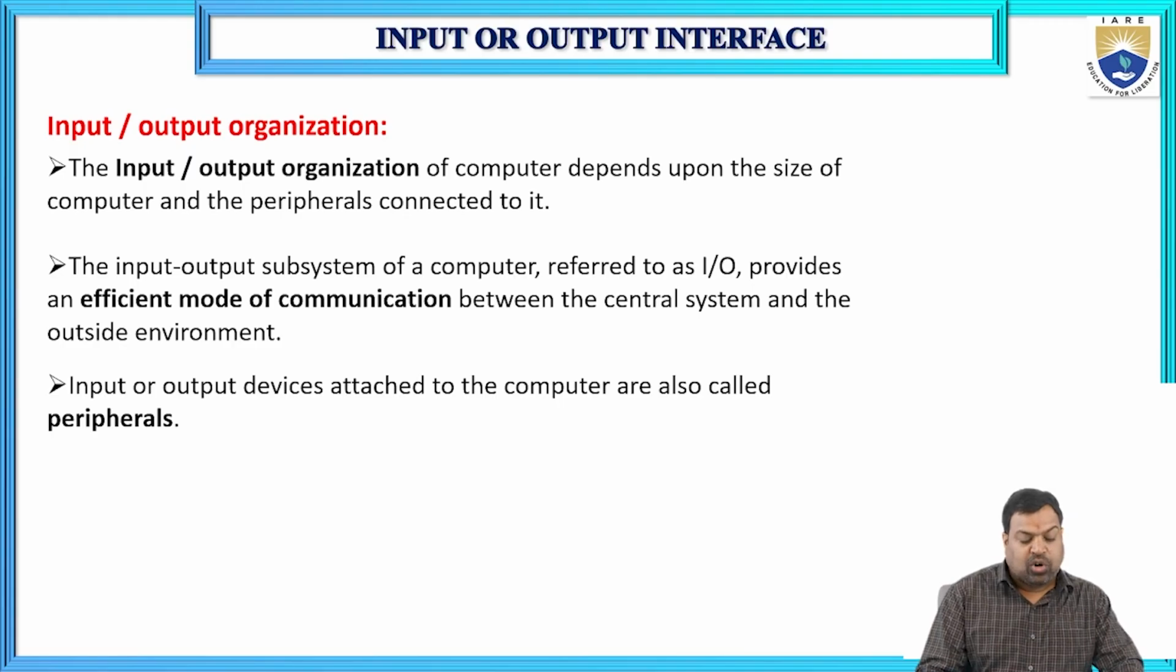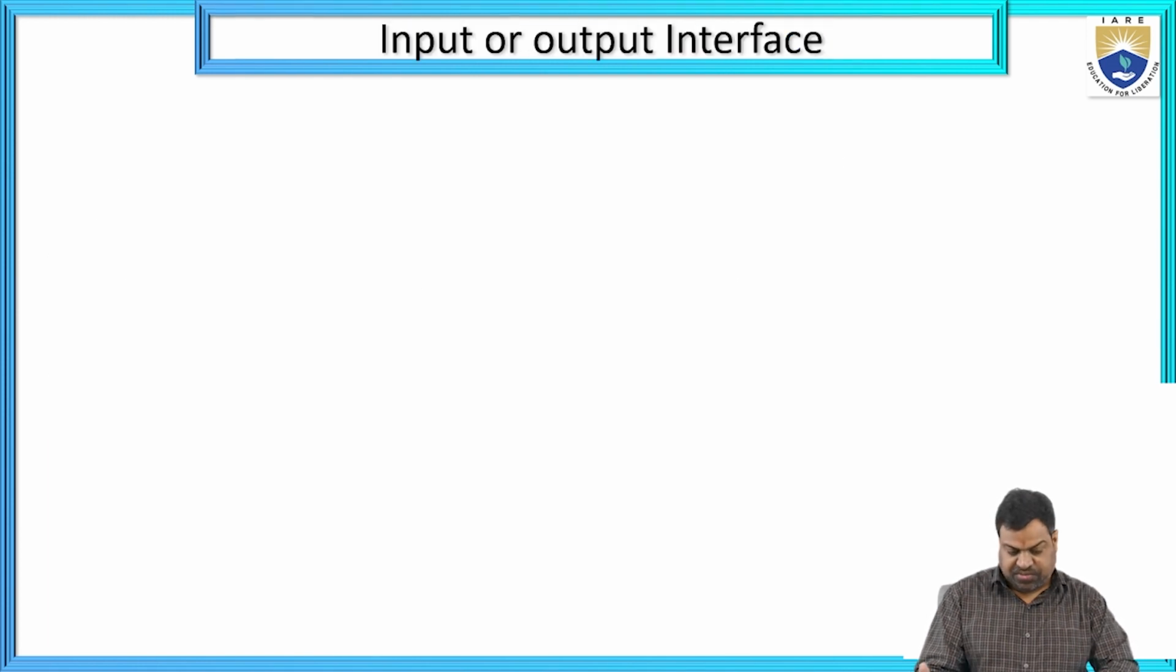Input or output organization of a computer depends upon the size of the computer and the peripherals connected to it. The input-output subsystem of a computer, referred to as input-output, provides an efficient mode of communication between the central system and the outside environment. Input or output devices attached to the computer are also called peripherals.